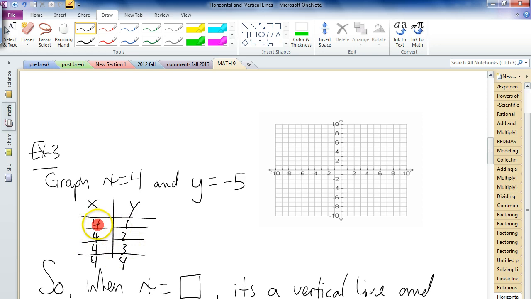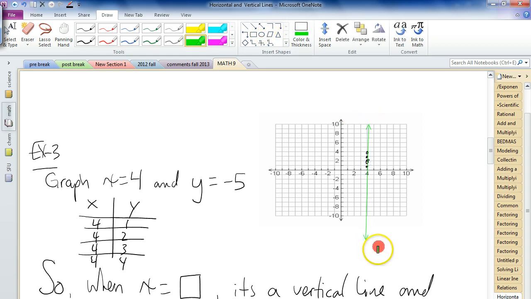You graph those. x is 4, y is 1. x is 4, y is 2. x is 4, y is 3. x is 4, y is 4. There is your line.